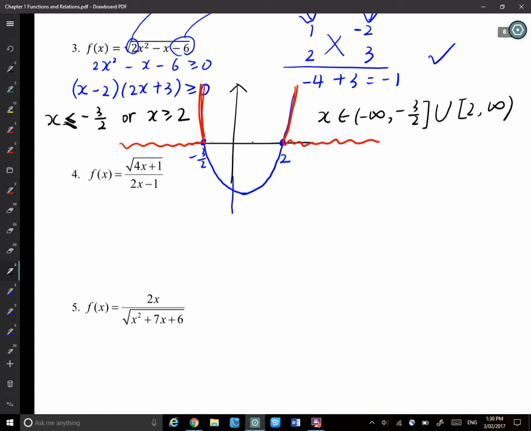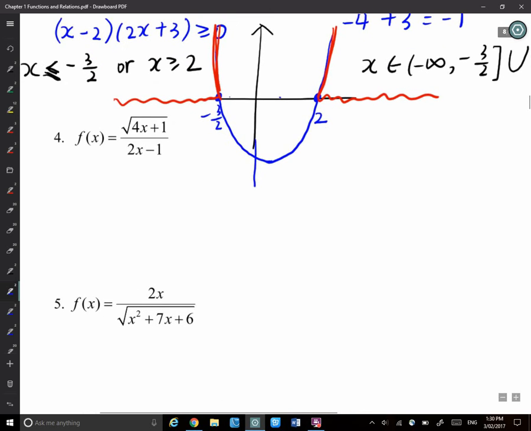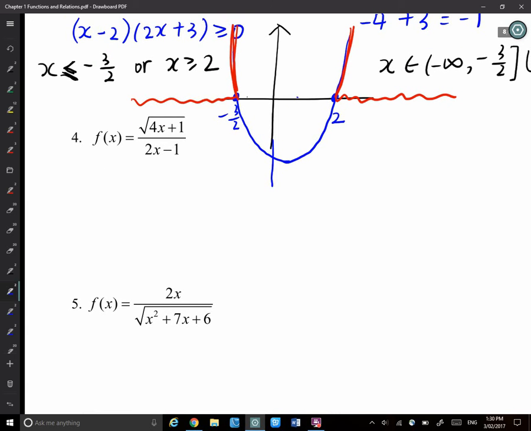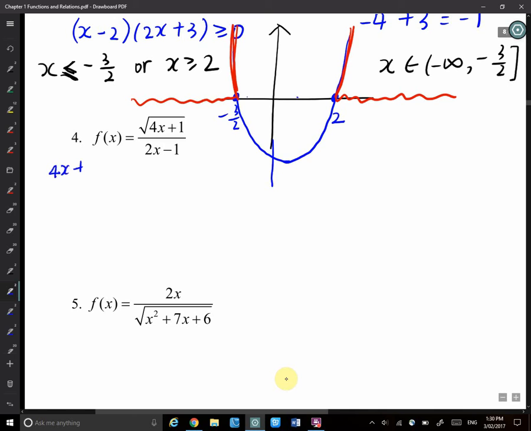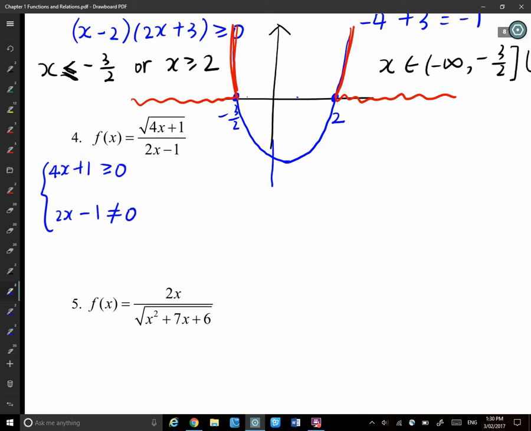Okay, for the next one, we have square root of 4x plus 1. So, first of all, 4x plus 1 must be greater than or equal to 0. Second, 2x minus 1 cannot be 0. My x value must satisfy both situations. The thing in the square root must be greater than or equal to 0. The thing under the denominator cannot be 0.